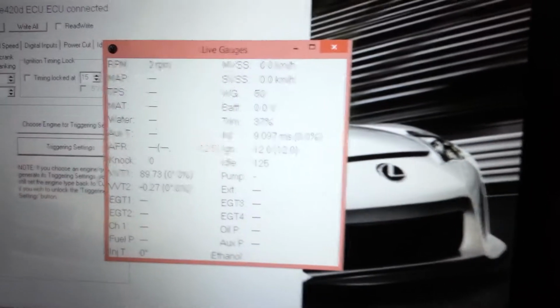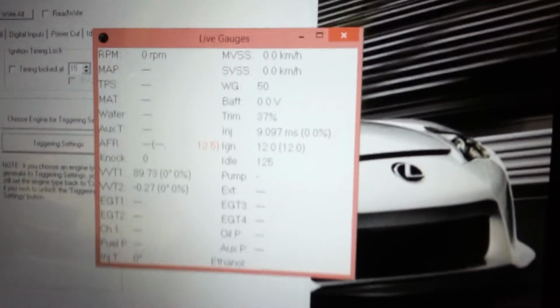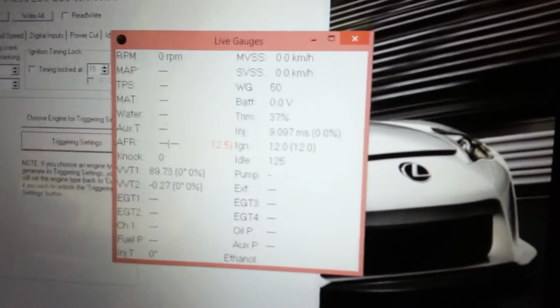Okay, this is one of the first tests. I have all the passive controls wired up down there. This is just to prove that things are connected, and it's actually reading what my engine is doing.